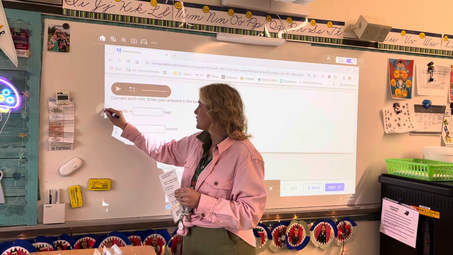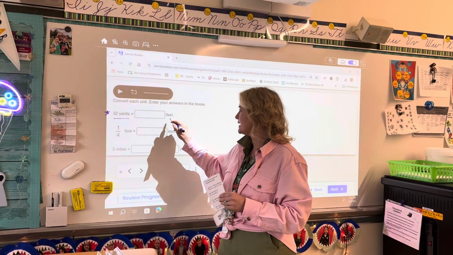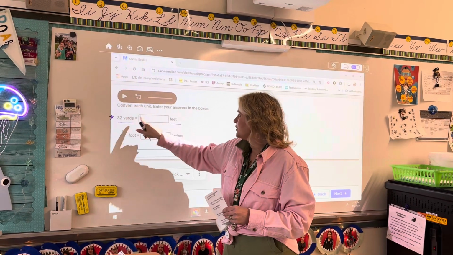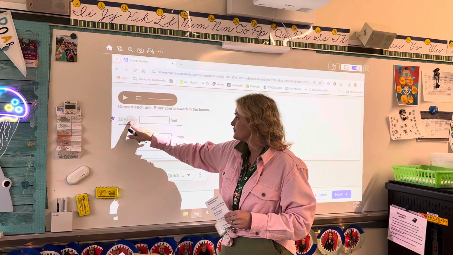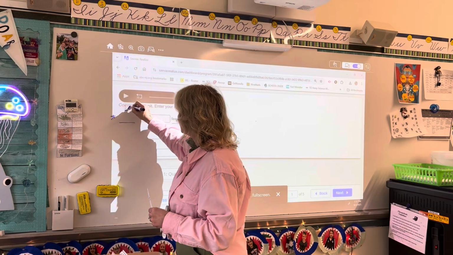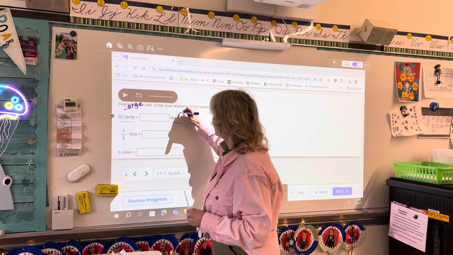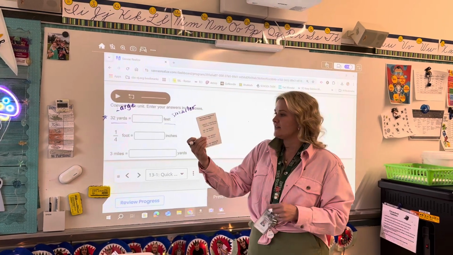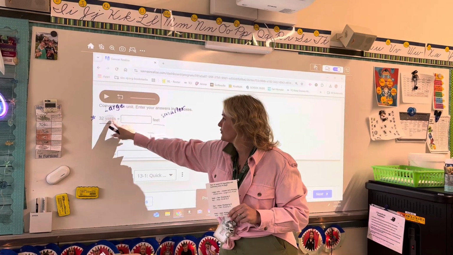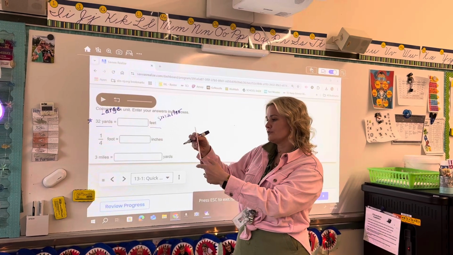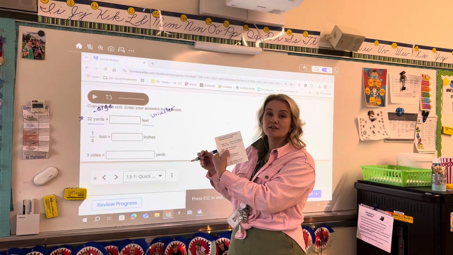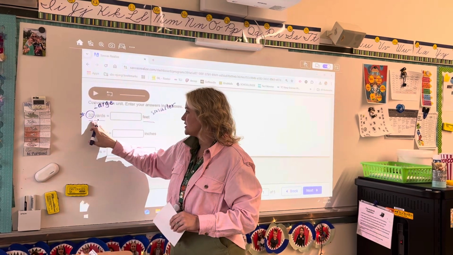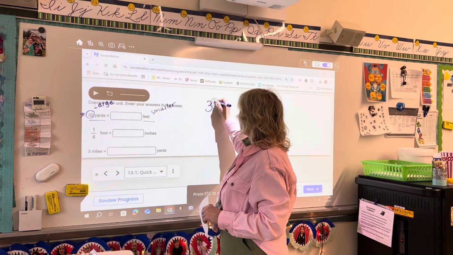So if we look at the first problem, we have 32 yards and we're converting to feet. So the first thing we ask the kids, what unit is larger? So they should be able to recognize that yards is the larger unit and we're converting to a smaller unit, feet. So on their cheat sheet, they should find how do we convert from yards to feet. And if they look through this, you'll see that it tells them to multiply by 3. So the number that they're provided with, 32, should be multiplied by 3.